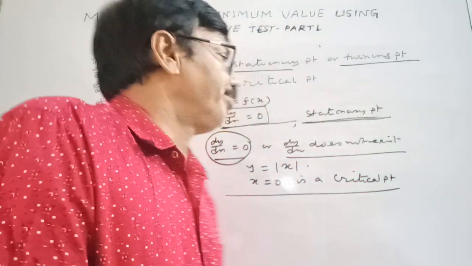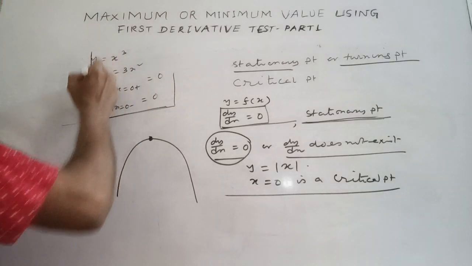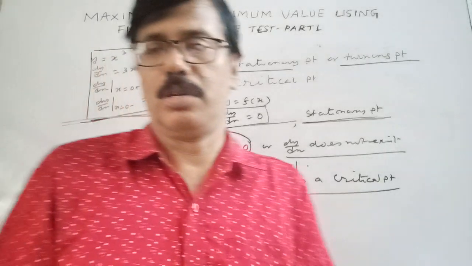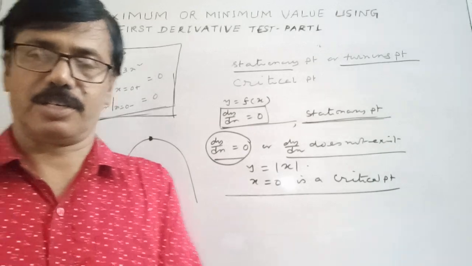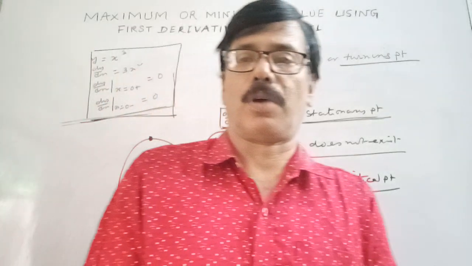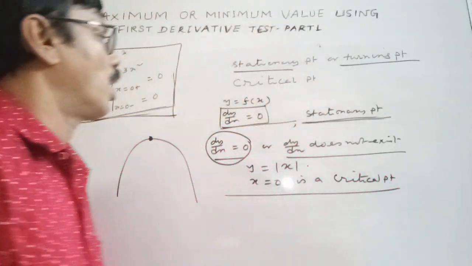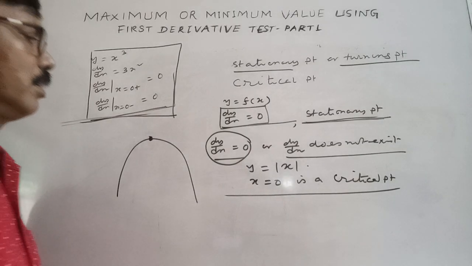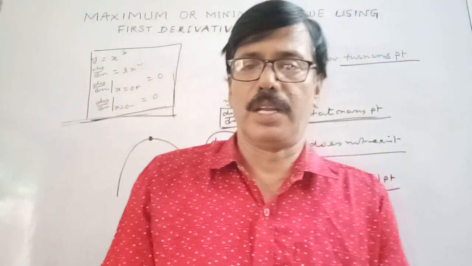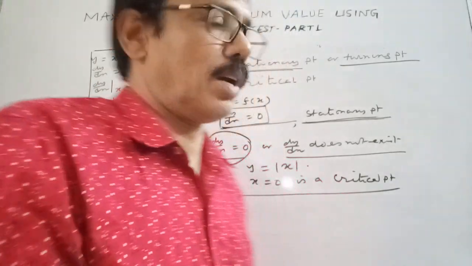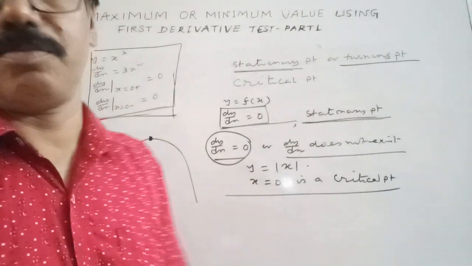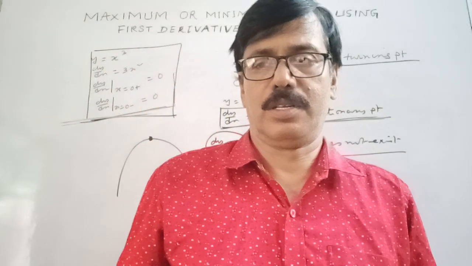So you remember the condition for finding maximum and minimum value using first derivative test. So today, through this video, I have discussed the theoretical part and only for 1 and 2 problems, and the point of inflection and what is stationary point. In the next class, I will solve some problems on how to find maximum or minimum value using first derivative test. So thank you.